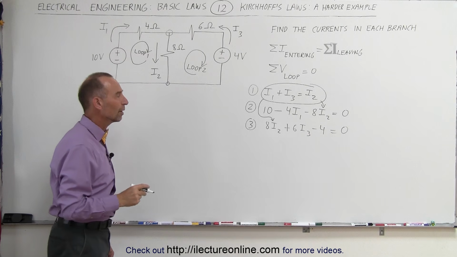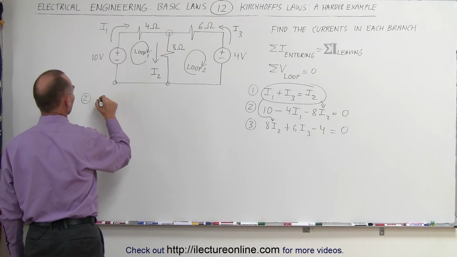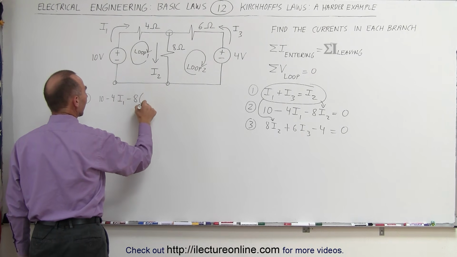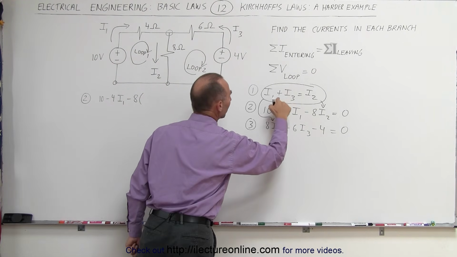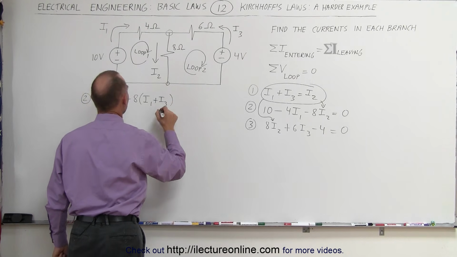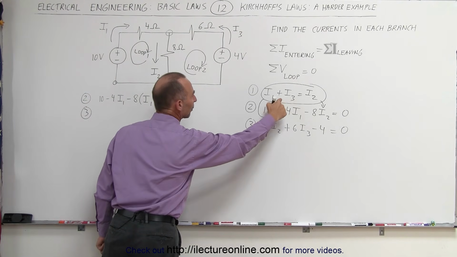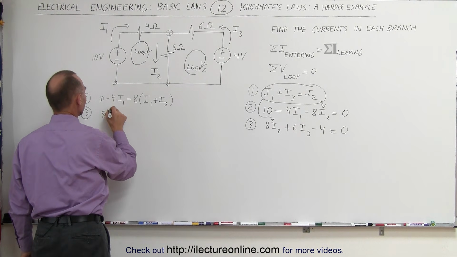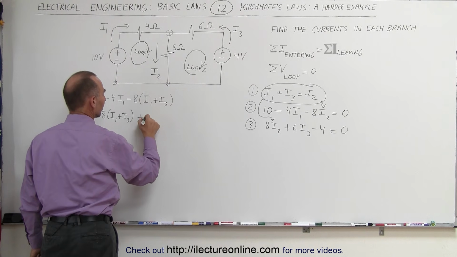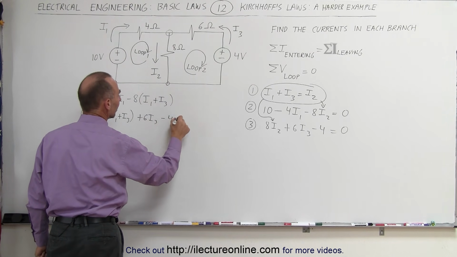So equations 2 and 3 will now change to the following. Equation 2 is now going to be 10 minus 4 times I1 minus 8 times, and instead of writing I2, we can write I1 plus I3. The third equation, same thing. Instead of writing I2, I can write I1 plus I3. This gives me 8 times (I1 plus I3) plus 6 I3 minus 4 is equal to 0.